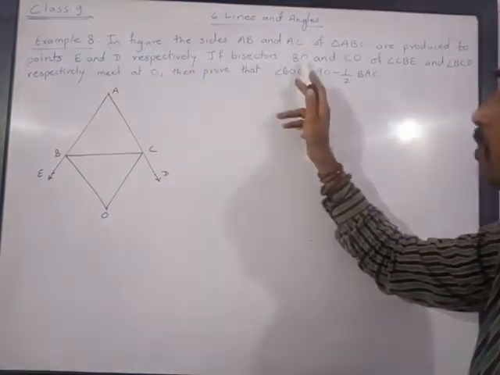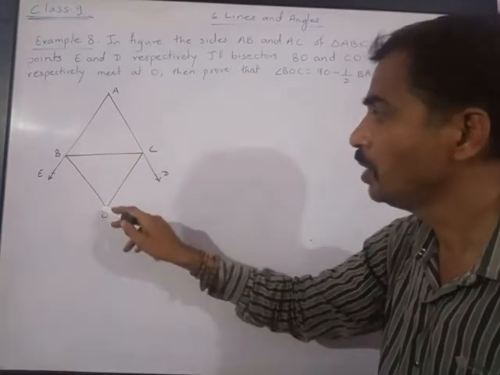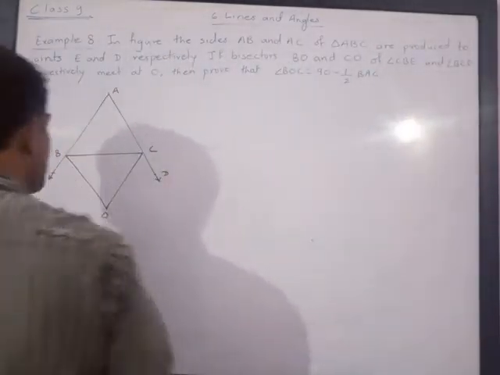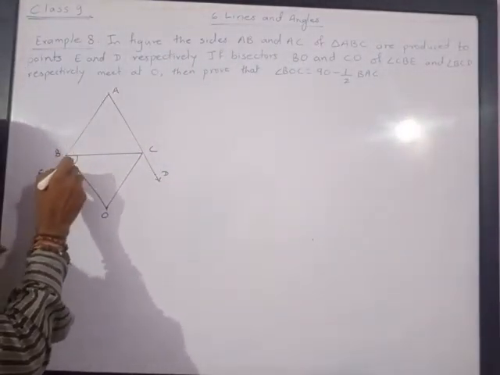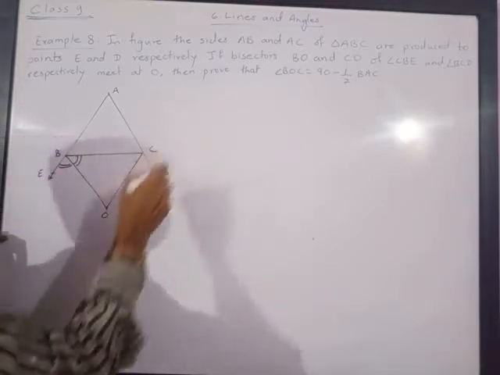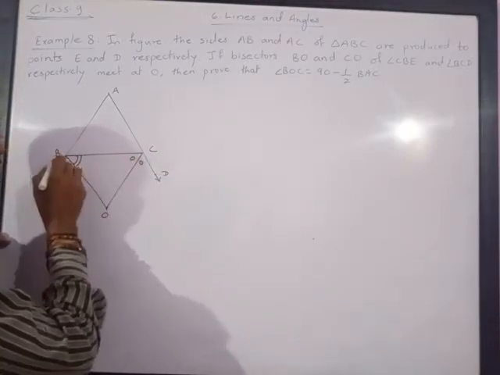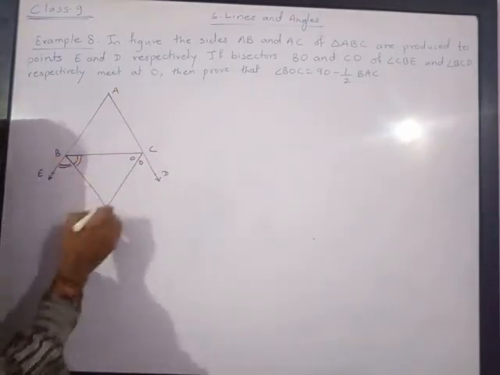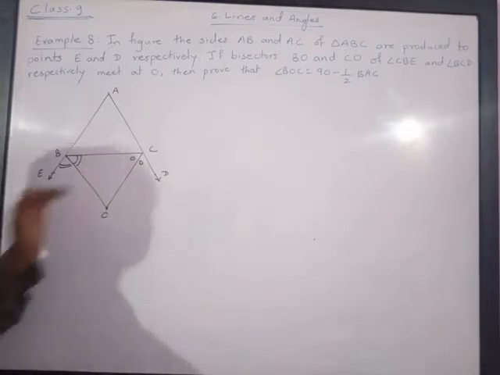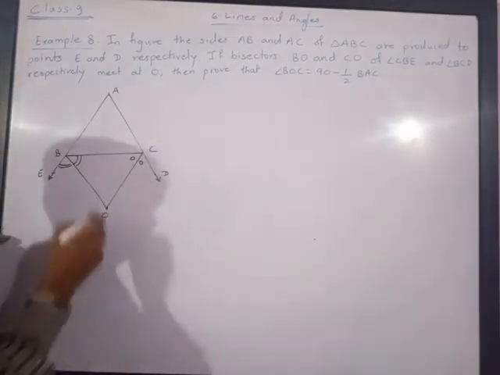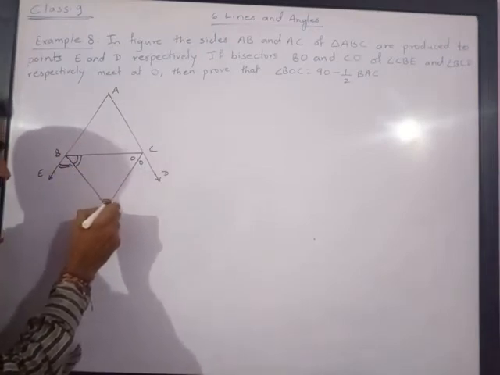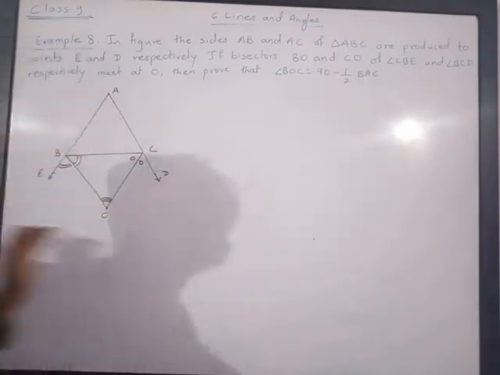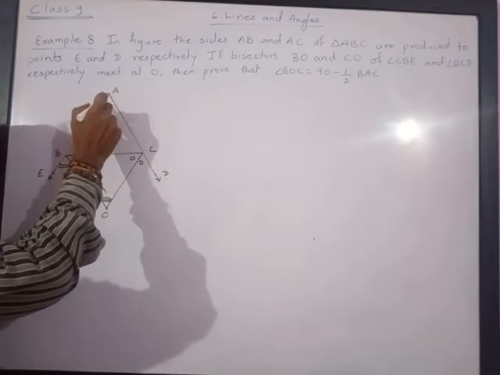If the bisectors BO and CO of angle CBE, please try to understand this. BO is the bisector of this angle, meaning these two angles are equal, and CO is the bisector of angle BCD, respectively meeting at O. These bisectors meet at the point O. Then we have to prove that angle BOC is equal to 90 minus half of angle BAC, that is this angle.